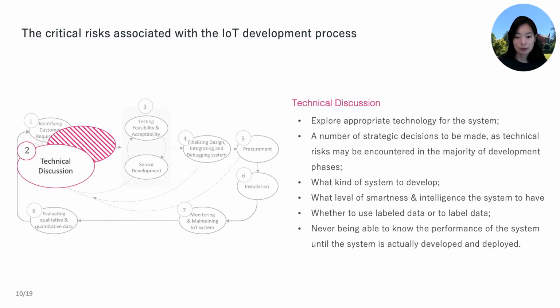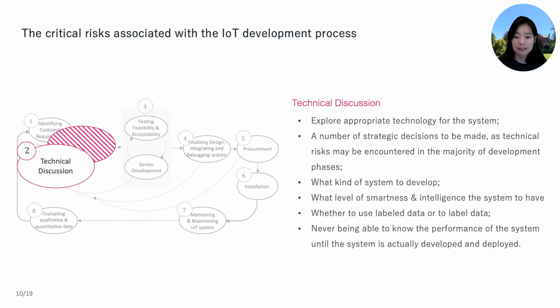After identifying customers' requirements, SPHERE had to explore appropriate technology for the system. As it is argued that technical risks may be encountered in the majority of NPD process stages, a number of strategic decisions were expected to be made, such as what kind of system to develop, what level of smartness and intelligence the system should have, what sensors to use, how often to collect the data from the sensors, whether to use labeled data or to label their own data. One of the critical risks here is that no one knows the performance of the system until the system is actually developed and deployed.